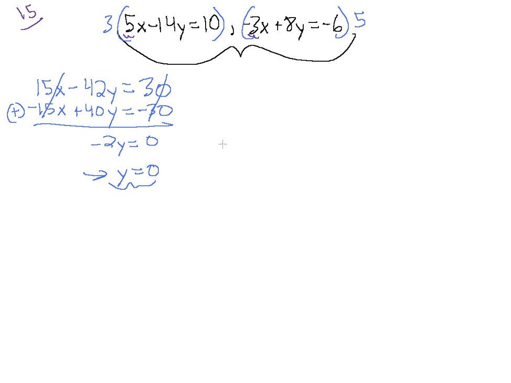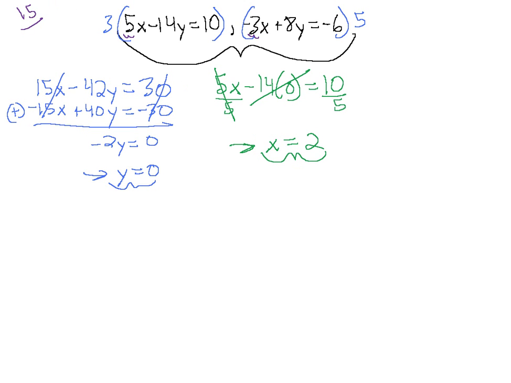So let's go ahead and plug this in to one of our equations, and let's get the value for the other variable. Let's plug it into equation 1. Let's see, we have 5x minus 14 times 0, plugging in 0 for y, equals 10. These two terms cancel. We can go ahead and divide both sides by 5 in the same step to solve for x. So we have x equals 10 over 5 is 2.